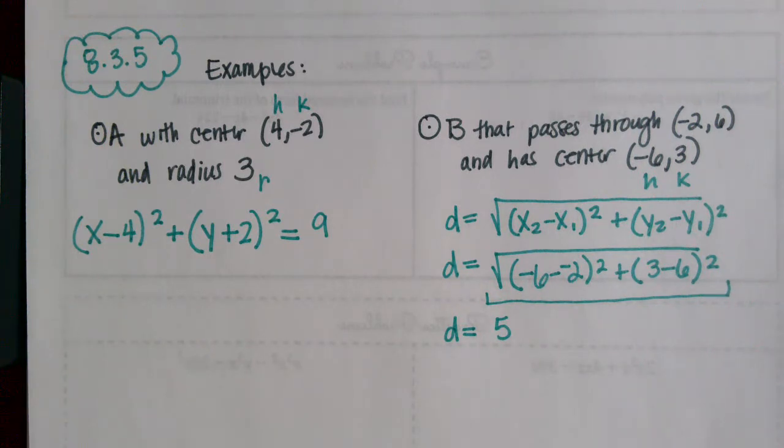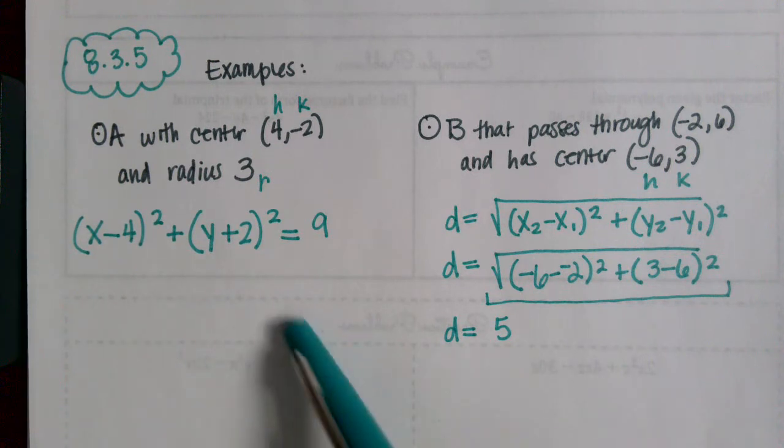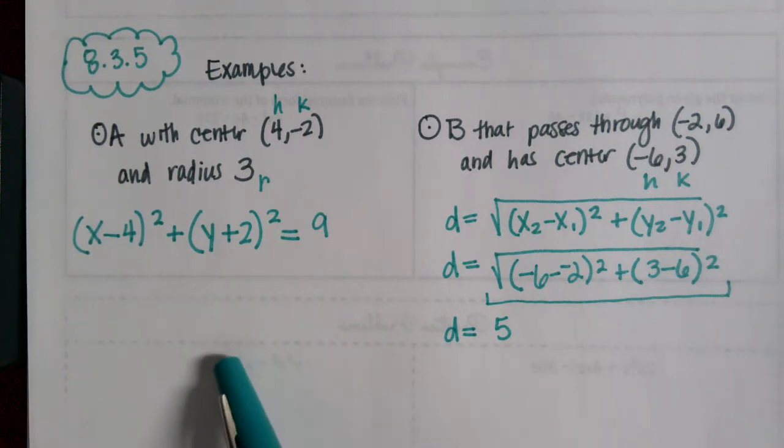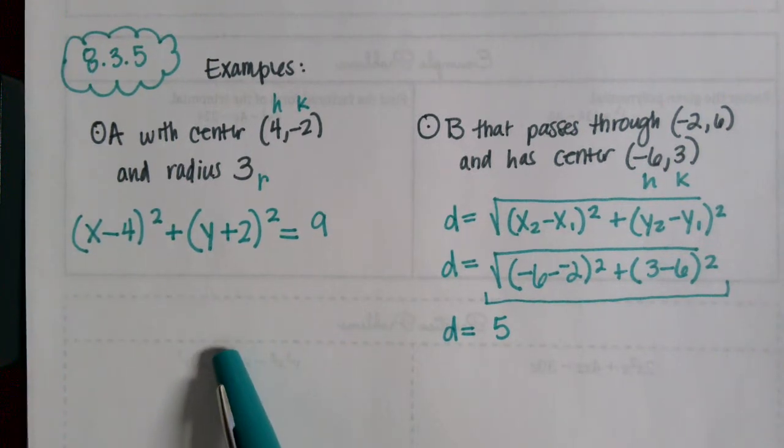The very last kind that you could see is a picture. If you have a graph of a circle on a coordinate plane, you can pick out the center by finding the exact middle and then just counting boxes to find your radius. So if it's 3 boxes from the center to the outside, the radius is 3. I hope this helps.